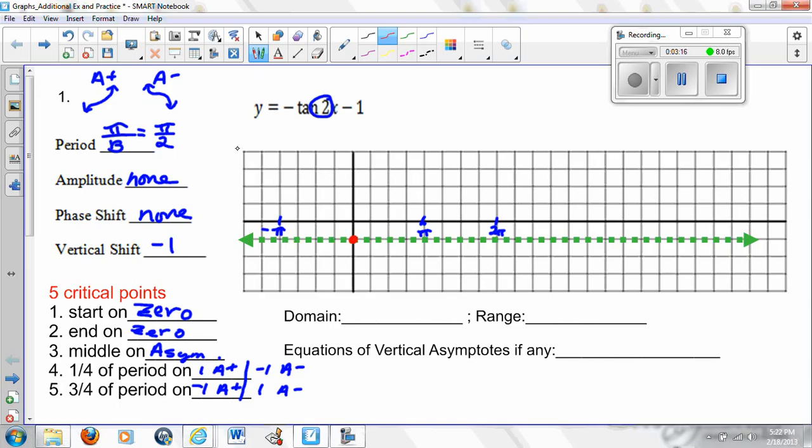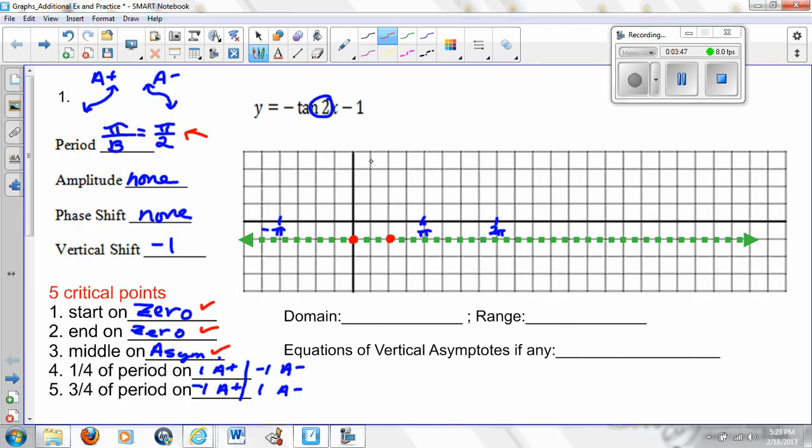I'm going to then measure out a period of pi over 2. Since pi over 2 is 2 units here on the scale, we're going to count 1, 2, and we're going to end that period on another 0. So we just graphed the start and end. Now between those two zeros, you're going to put 3 other critical parts of the tangent graph. The one right in the center, halfway between those 2 points, would be a vertical asymptote. So I'm going to put a vertical asymptote down here.